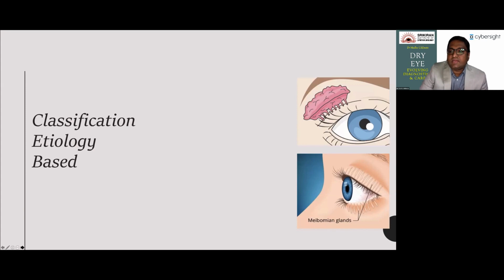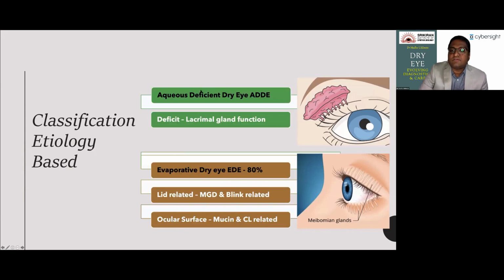So when you classify dry eye, it is etiologically based. If you see in this picture, this is the lacrimal gland and these are the meibomian glands. So basically, the aqueous deficient dry eye is a deficit in the lacrimal gland function. The tears itself are not produced or produced in a scanty way that leads to this condition called aqueous deficient dry eye disease. Whereas in evaporative dry eye disease, which constitutes 80% of the cases that we see in our OPD, the problem is not with the lacrimal gland, but these are related to the meibomian glands that you can appreciate in the lids, in both upper and lower lids here. So the problem with evaporative dry eye is mostly related to meibomian glands or blink related problems where the ocular surface is disturbed.